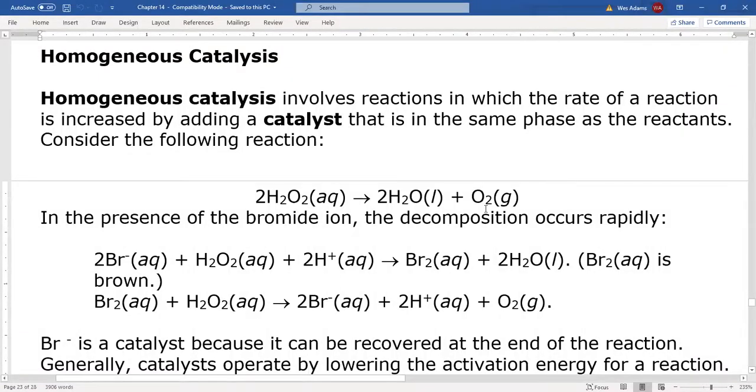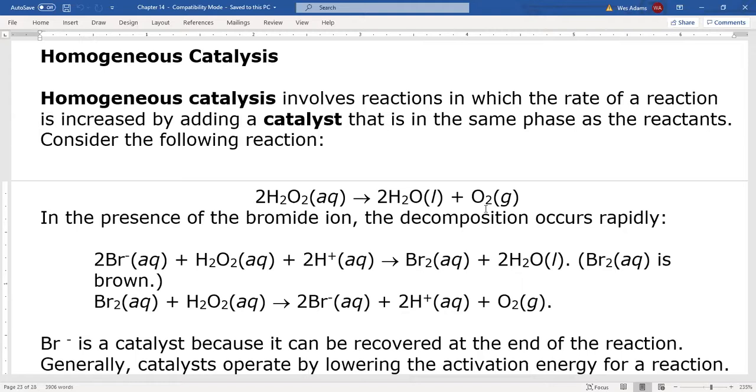Okay, so let's talk about homogeneous catalysis. Homogeneous catalysis involves reactions in which the rate of reaction is increased by adding a catalyst that's in the same phase as the reactants. You can have heterogeneous catalysts like, say, a metal. They're not a reactant, they're not consumed, and you should get it all back at the end.